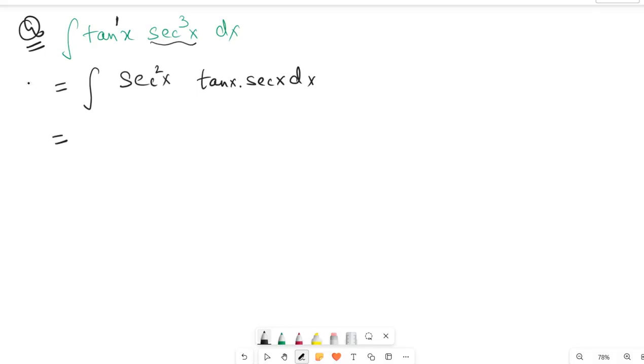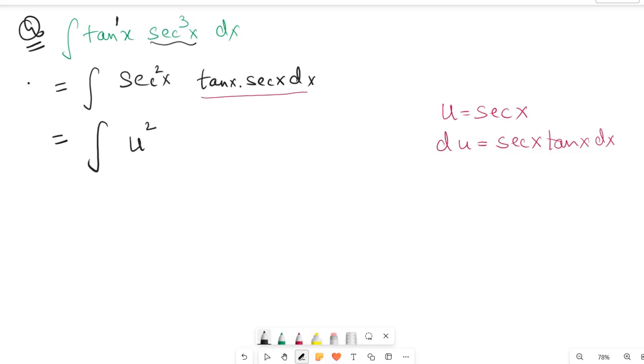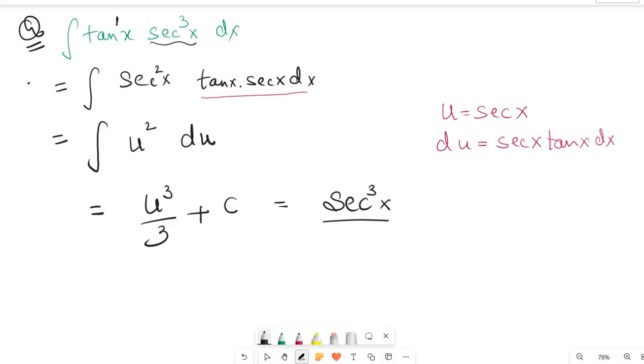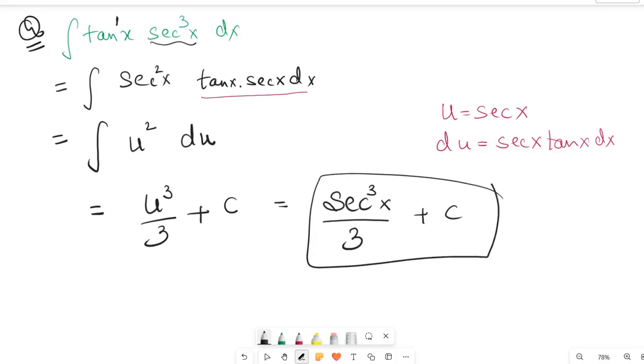If you have this kind of a question, we can use u sub as secant x. Du will be secant x tangent x, because the derivative of secant is secant x tangent x. You see, that's why we put it here. So that means our integral, secant is u, so this will become u square, and the remaining whole thing is du. Integral of that is u cube by 3 plus c. U is secant, so secant cube x by 3 plus c. That would be your final answer.